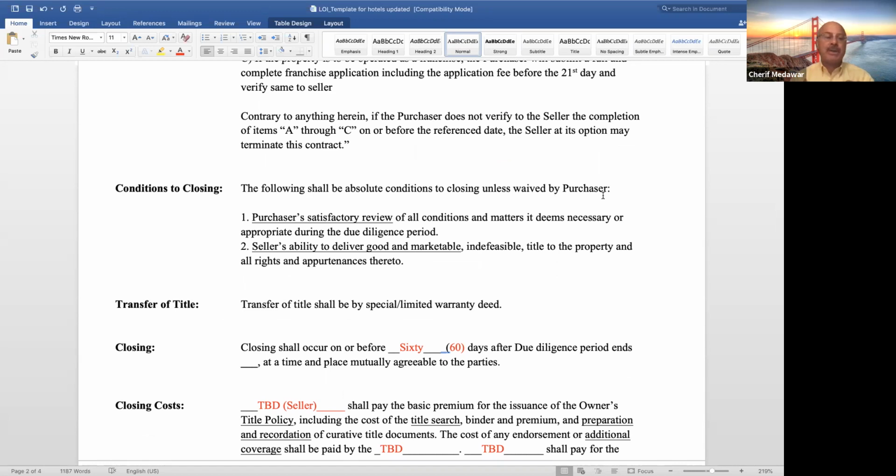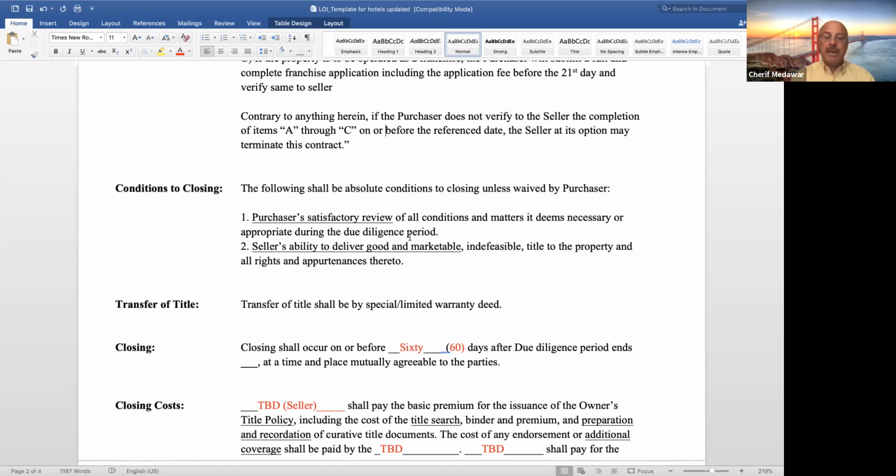So I have some conditions also as a purchaser. Purchaser's satisfactory review of all conditions and matters it deems necessary or appropriate during the due diligence period. I want to be able to review these documents. Give me the chance, give me the documents so I can review them.